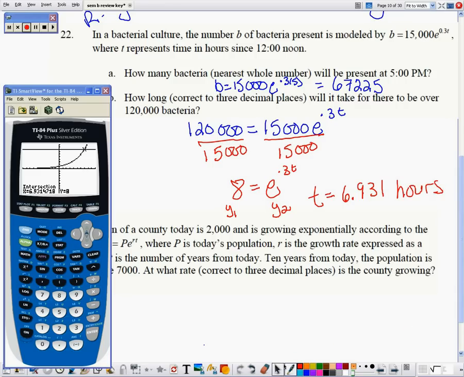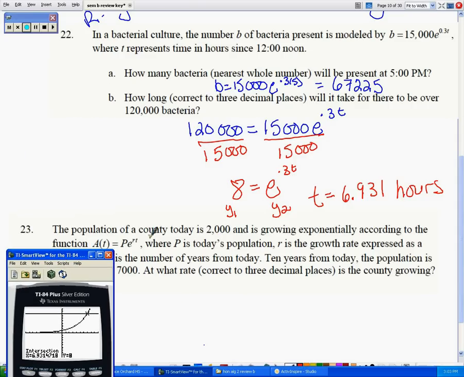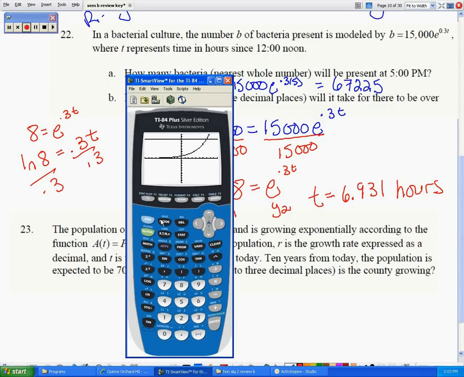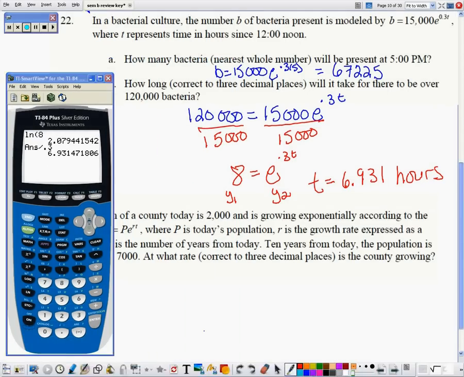Now, I could have also solved that algebraically. If we go back to this part, I can change this to logarithmic form. Divide by 0.3. And from our main menu, we do the ln of 8 divided by 0.3. We get the same answer. So you can pick whatever way you like best to solve that.